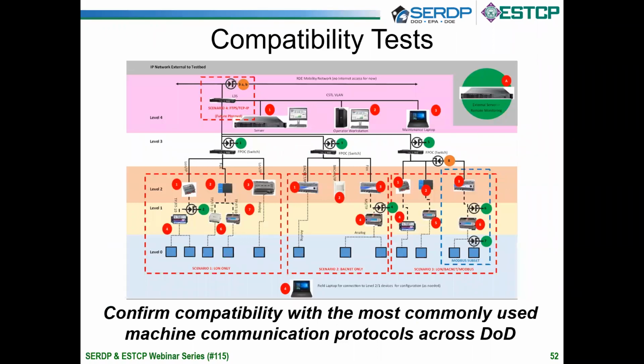So the 3 main steps of this project are compatibility tests, penetration tests, and long-term reliability tests. And the first of these is to confirm that this new class of diode can communicate with different types of equipment and different protocols that are found across DoD. And some of the most common of these are BACnet, Modbus, and LAN, but also increasingly common just using FTP for file transfer.